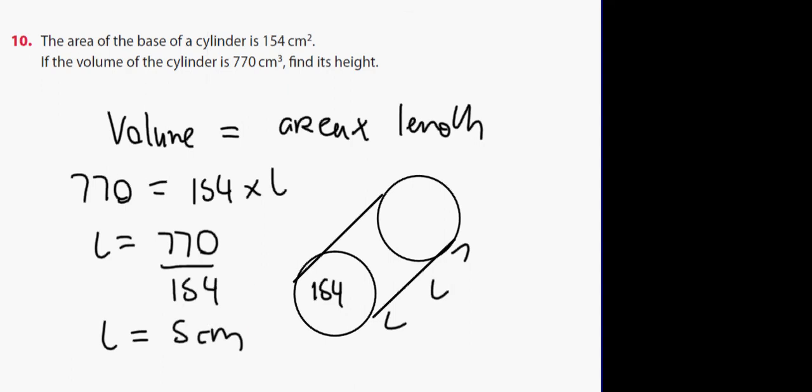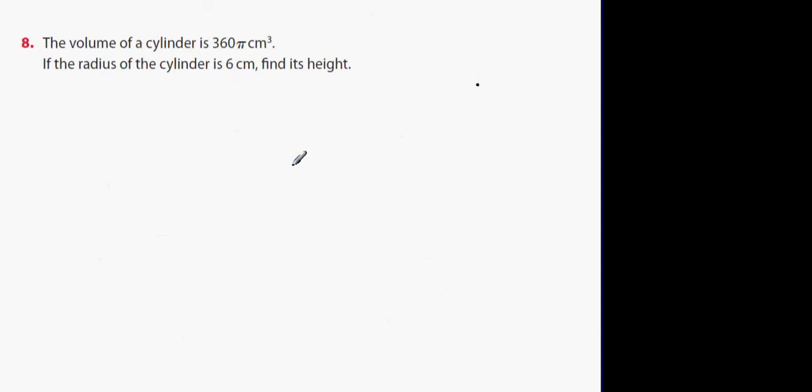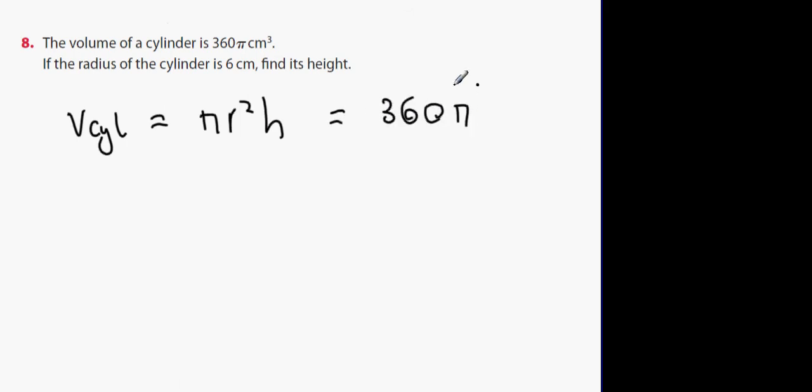Okay, next question. Number 8. The volume of a cylinder is 360 pi centimeters cubed. If the radius of the cylinder is 6, find the height. To get marks, write down the volume of a cylinder. Volume of a cylinder is pi r squared h. So pi r squared h equals 360 pi. If you get the right answer, you get all the marks.